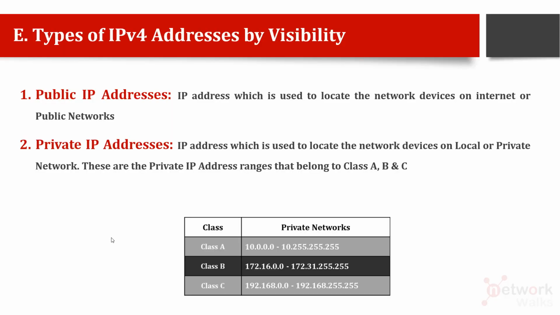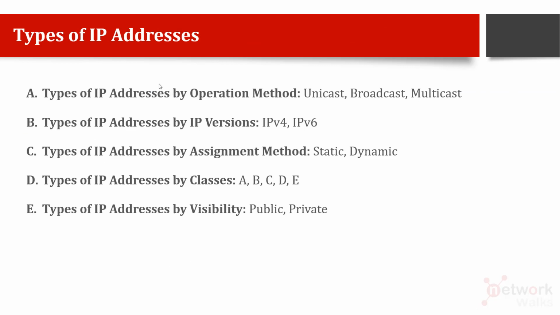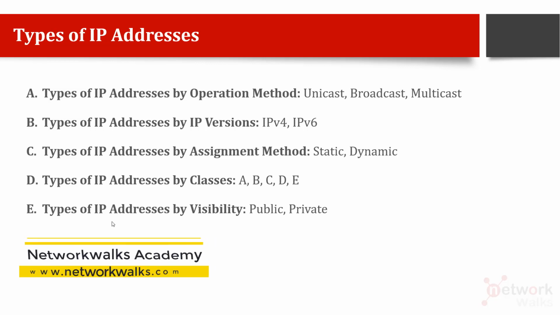So these are 5 types of classifications which have been given to IP addresses. We can divide them through operation methods: unicast, broadcast, multicast, 3 types. If we see them in terms of versions, there are 2 versions, IPv4 and IPv6. In terms of assignment method, we can assign them either statically or dynamically. In terms of classes, there are 5 classes, A, B, C, D and E, out of which A, B, C are usable in normal networks. In terms of visibility, we have 2, public and private.